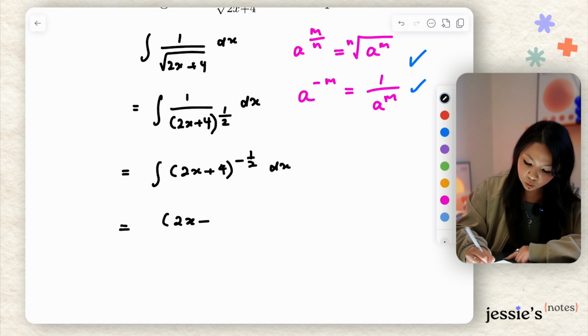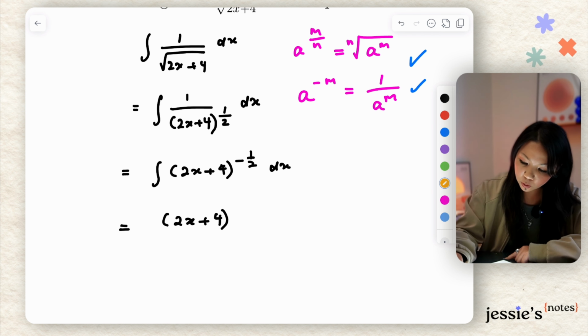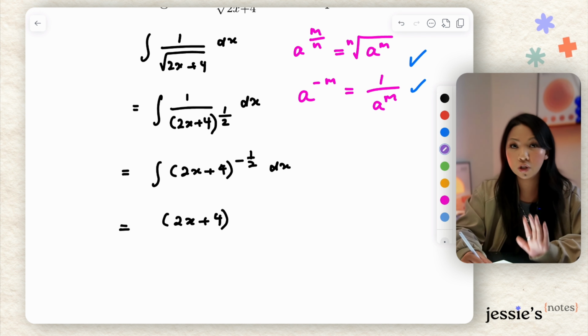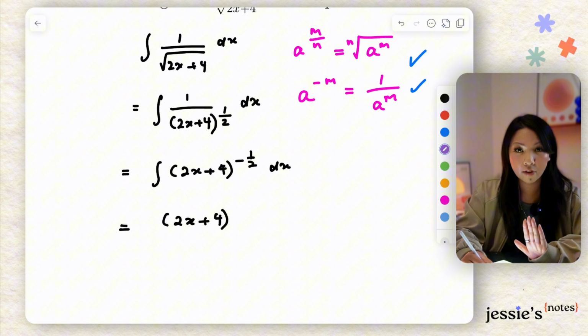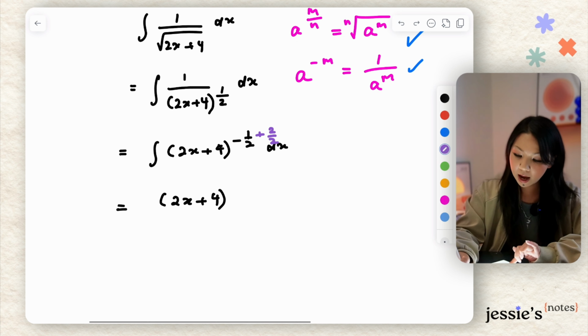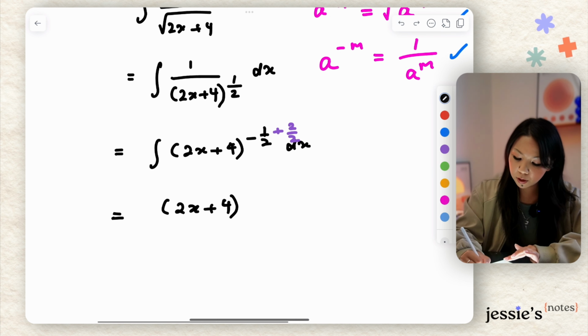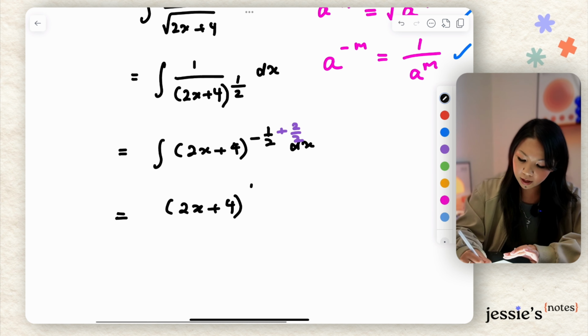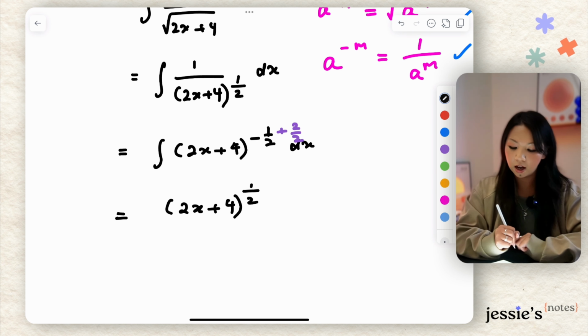So now we get 2x plus 4. If I increase this power by 1, don't touch the calculator. You want to get used to fractions. We're not going to add 1, I'm going to add 2 on 2. So whatever the denominator is, I add that. All right, and now that's more clear. The new numerator is going to be positive 1, and then the denominator stays as a half.